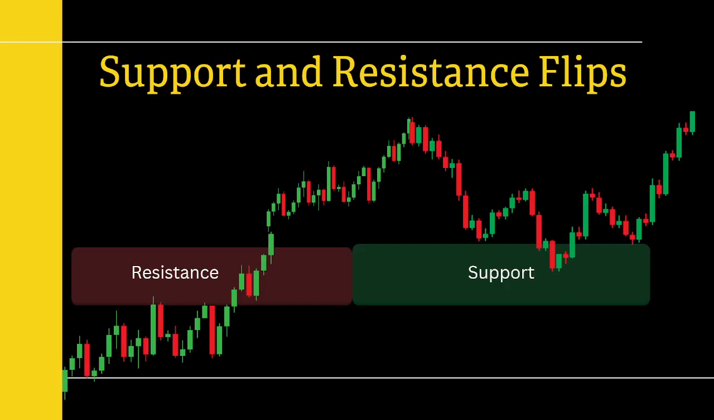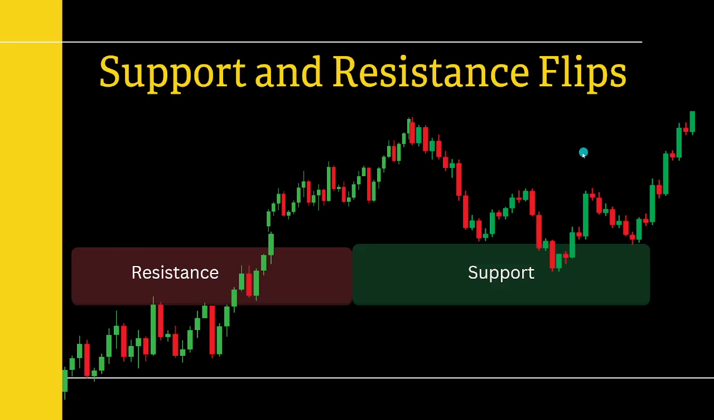Now, one of the key concepts, especially if you're going to pursue classical trading, is that you need to be very aware of support and resistance flips. What are support and resistance flips? They are a concept in classical trading that states that as soon as a resistance area breaks, it flips to a support zone, and vice versa, of course. If a support zone breaks, it flips to a resistance zone.